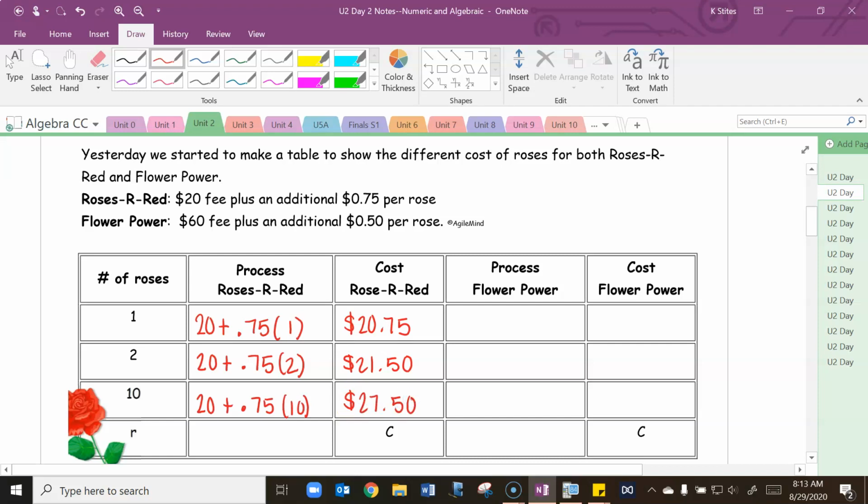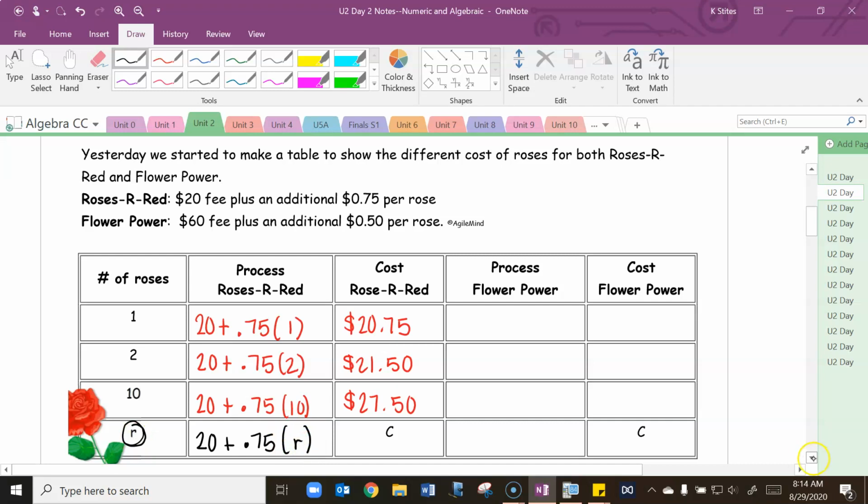Okay, so what you should notice here is there is a pattern. What are we doing every single time for this? Well, regardless of how many roses we're getting, here it's R, regardless of how many roses we are buying, we are always paying that $20 up front, plus, see how it's a pattern here? You're always paying 75 cents per rose. And in this case, we don't know how many roses we're getting, but we're just going to multiply by however many it is.